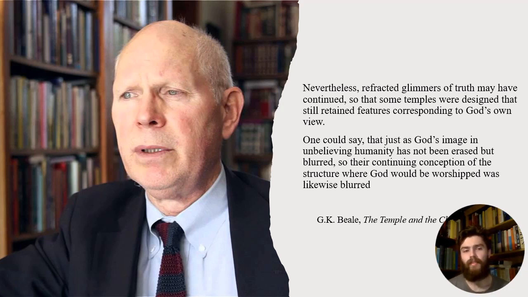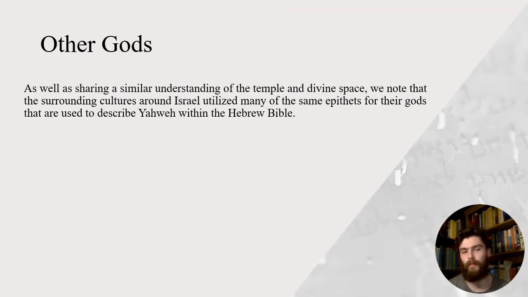So going on from that, I think we can now understand the cultic practices and then maybe use that to understand how the ancient Near Eastern cultures viewed their gods in light of that. So just as they shared a similar understanding of the temple and divine space, we see that the surrounding cultures also utilize many of the same epithets for their gods, an epithet just being a description of the attributes of someone or a title of someone. And these same epithets for their gods are used to describe Yahweh within the Hebrew Bible.